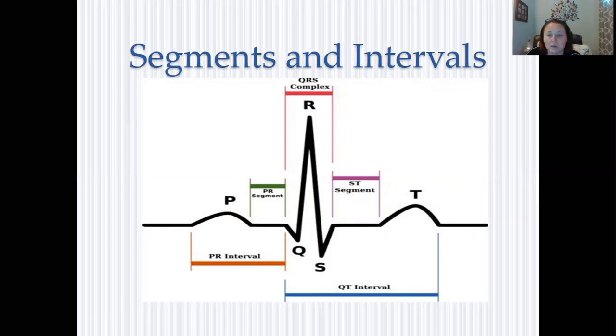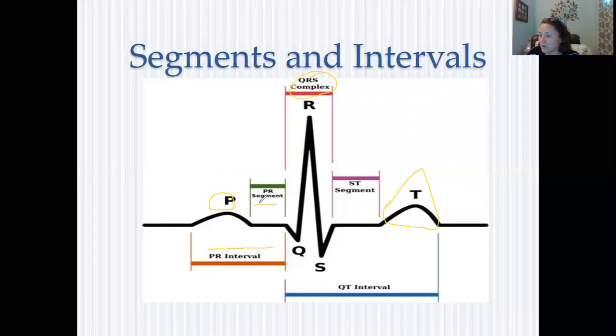So here we've got your P wave, that QRS complex. Let's do up here, QRS complex, and your T waves over here. As we talk through these, we're going to talk about what each of these things represents in the cycle of your heart, in the squeezing of your heart. So we've got some things that are called segments and some things that are called intervals.